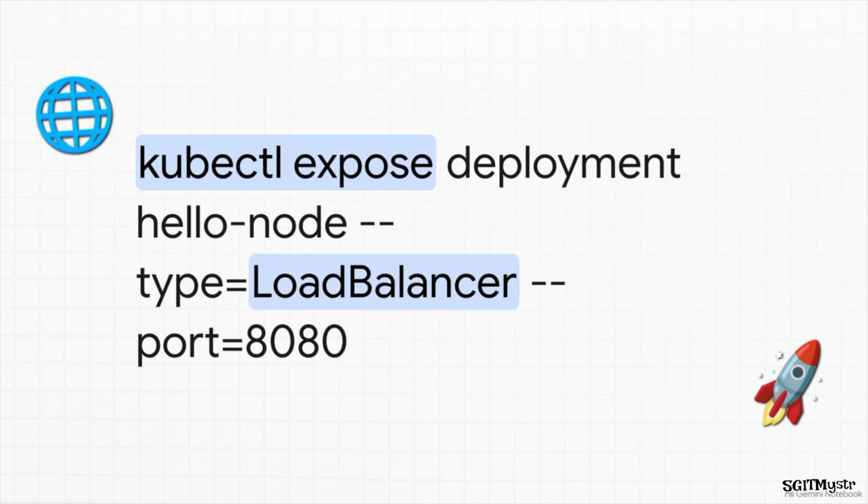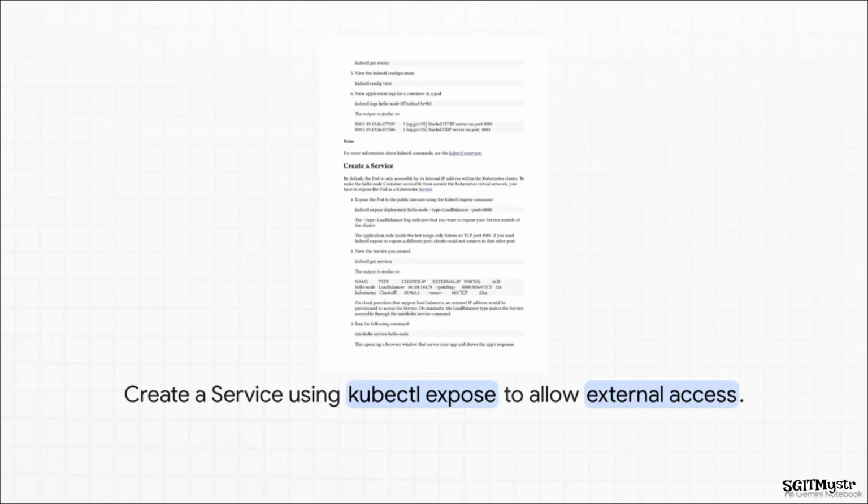Notice that type equals LoadBalancer part? In a real cloud environment, this actually provisions a physical load balancer. But here on our local Minikube, it simply maps the service so we can access it directly from our own machine. The terminal output confirms our service's creation right away. It also reminds us that on Minikube, we can easily access it using the minikube service command.